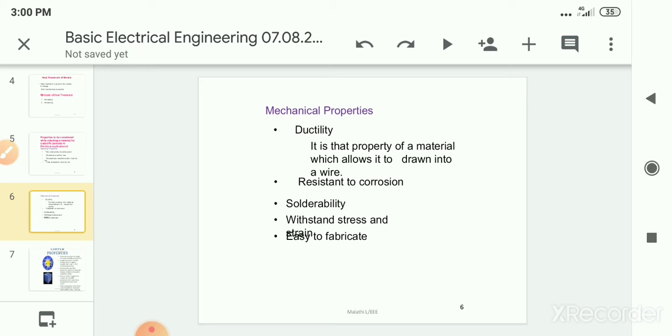What are the main ones? Ductility and malleability, resistance to corrosion, low density, withstanding stresses and strain, and it should not lose its properties with variation in atmospheric conditions.